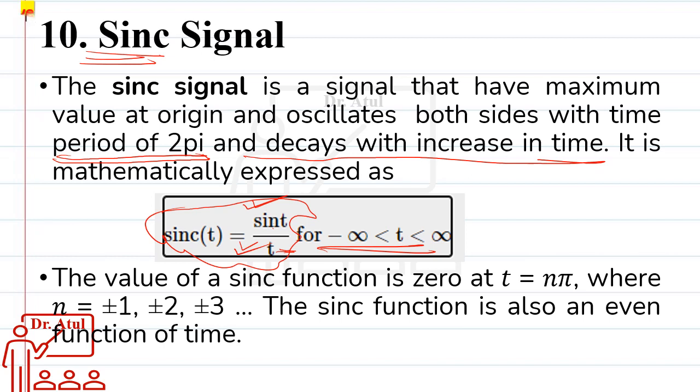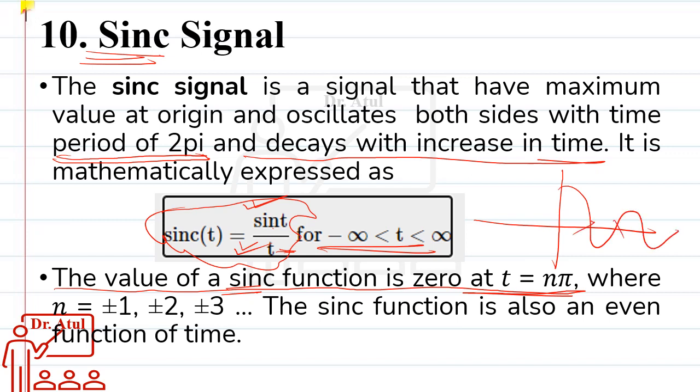The value of this sinc function is 0 at multiples of n pi. When you go from this point like this, it touches zero at n pi, meaning pi, 2 pi, 3 pi, 4 pi, for n equal to 1, 2, 3, 4, plus and minus also. At minus pi also it touches like this, minus pi, minus 2 pi. So you can see that this is also an even function of time.